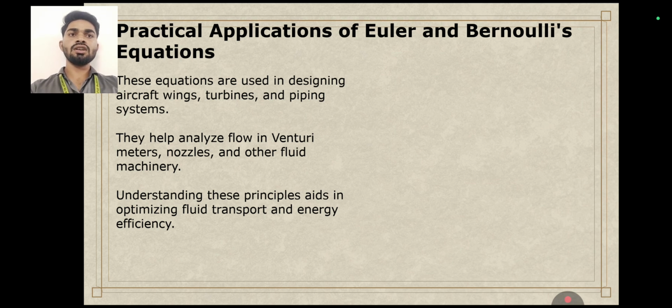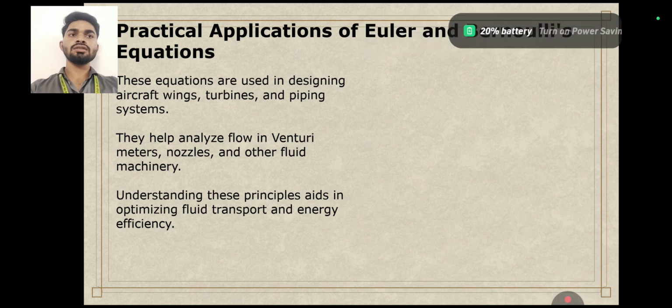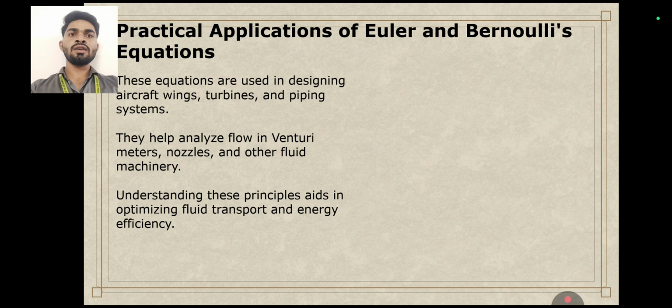Practical applications of the Euler and Bernoulli equations. These equations are used in designing aircraft, wind turbines and piping systems. They help analyze flow in venturi meters, nozzles and other fluid machines. Understanding these principles aids in optimizing fluid transport and energy efficiency.